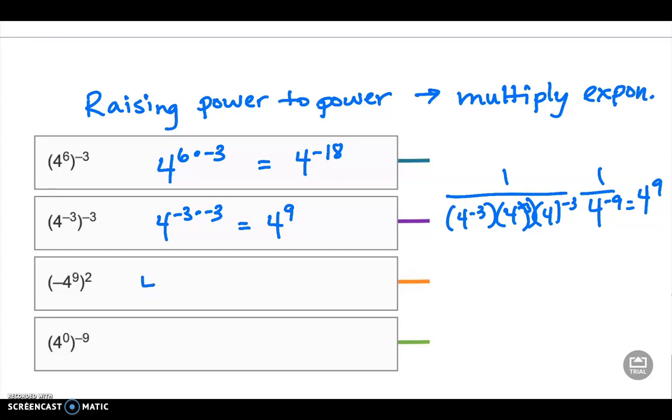So negative 4 to the 9th, all to the 2nd power, is negative 4 to the 9 times 2, which is equal to 4 to the 18th power. And if we have negative 4 to the 0, times a negative 9, well, 0 times 9 is 0, so that's negative 4 to the 0. And anything to the 0 power is 1.